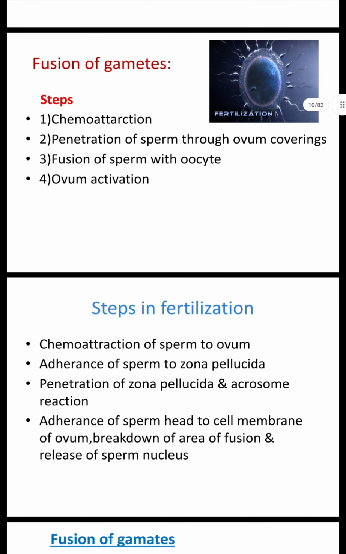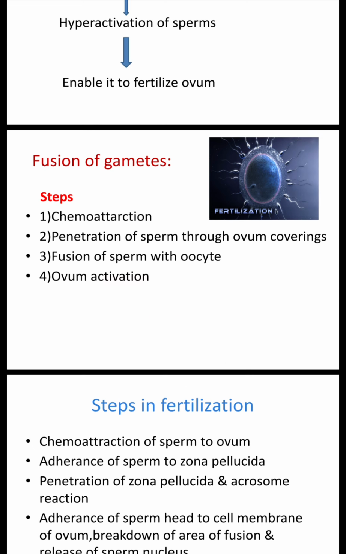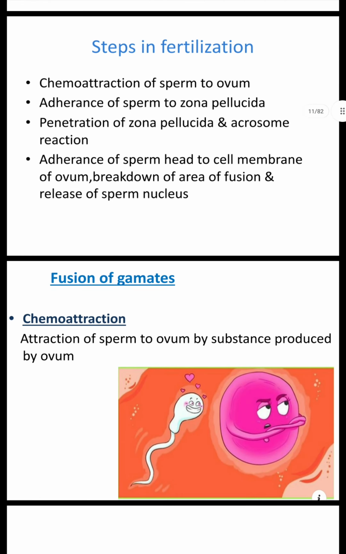So, the fusion of gametes. There are 4 steps: chemoattraction, penetration of sperm through the ovum covering, fusion of sperm with the oocyte, and ovum activation. So what are the steps in fertilization? There is chemoattraction of sperm to ovum and adherence of sperm to the zona pellucida, penetration of the zona pellucida and the acrosomal reaction, adherence of the sperm head to the cell membrane of the ovum, and breakdown of the area of fusion and release of the sperm nucleus.